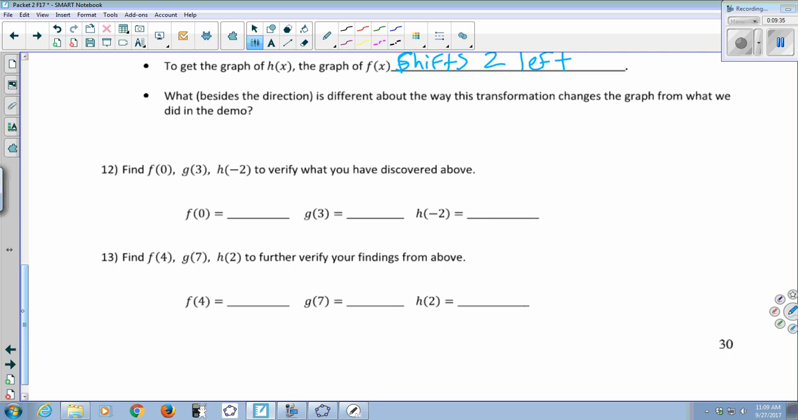All right, so I want to verify what I discovered here. So f of 0, remember f of x is the square root of x. So f of 0 is 0. g of 0, that's the square root of x minus 3.